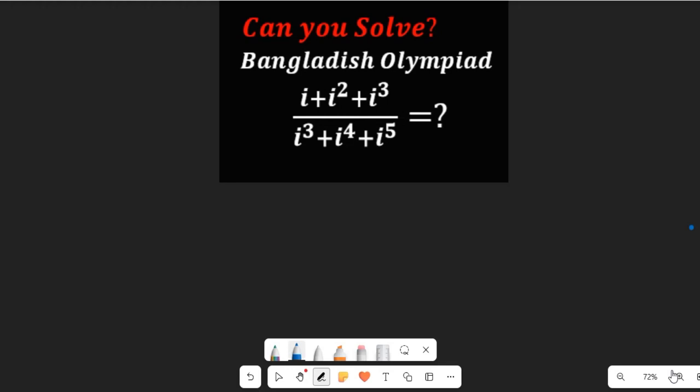Hey, if you are asked to solve this question, how will you go about solving it? This is a Bangladesh Olympiad Math exam question, and we are given (i + i² + i³) divided by (i³ + i⁴ + i⁵) equal to what?